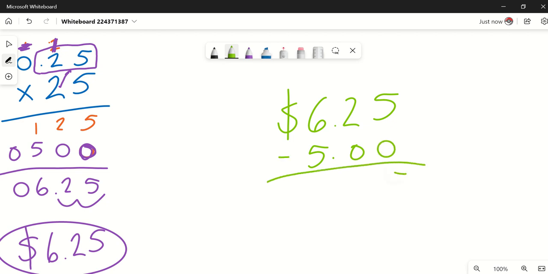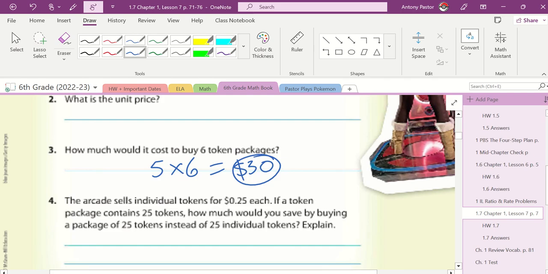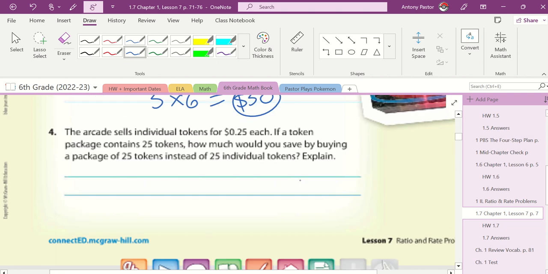5 minus 0 is 5. 2 minus 0 is 2. Since we're subtracting, the decimal just comes straight down. And 6 minus 5 is 1. So I save myself $1.25 if I buy a package versus buying individual tokens. And that's what I could put for number 4.